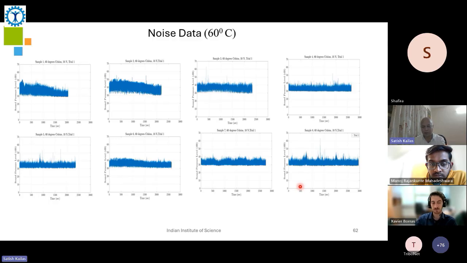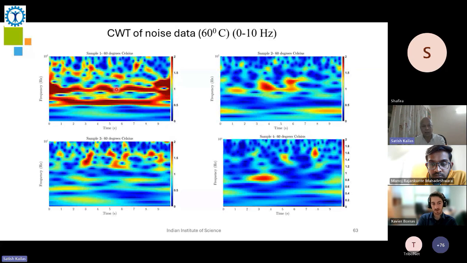wavelet analysis curves to show how the high frequency noise behaves. Sample 1 is a base oil, sample 2 is another base oil. You can see between sample 1 and 2, the kind of noise that is produced at low frequencies is completely different.